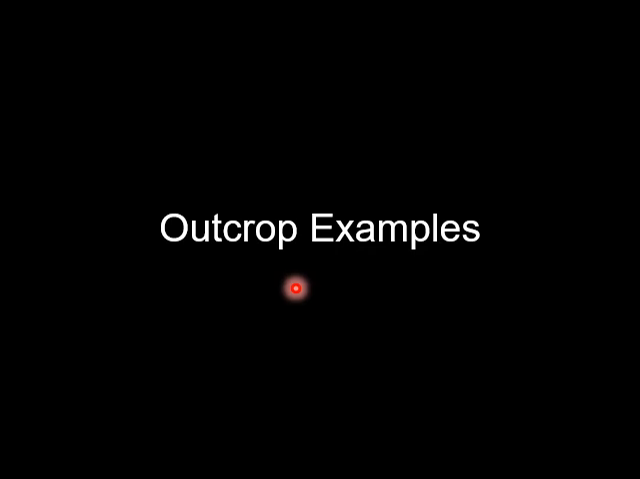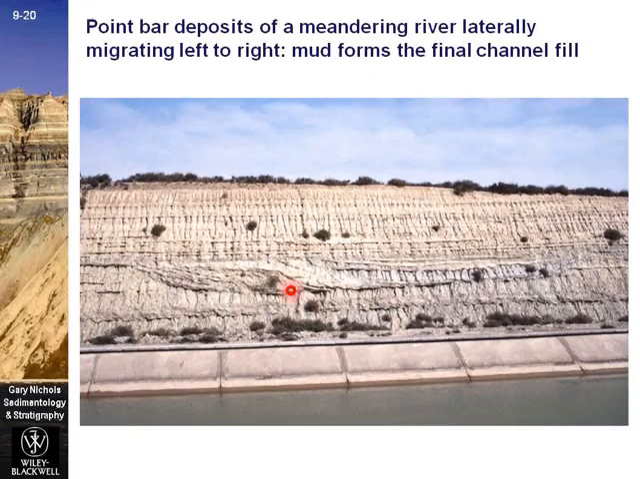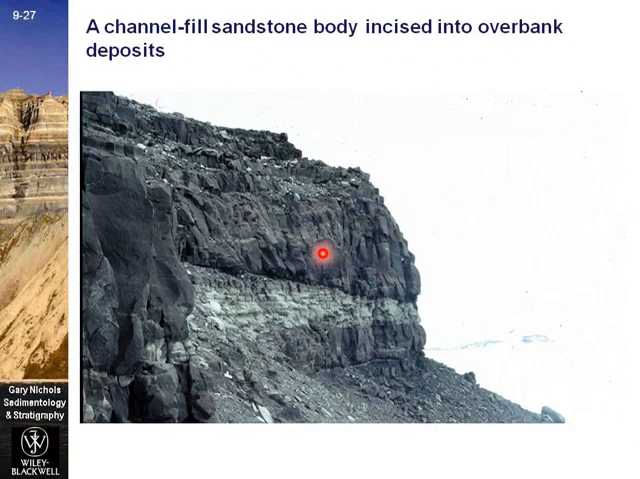Next are outcrop examples. This is a point bar deposit. Point bar deposits of a meandering river laterally migrating to the left, as you can see. This one is a channel fill sandstone body incised into overbank deposits or floodplain deposits. It appears that the sandstone is coarser than the underlying overbank deposits. Notice also the erosional surface in the photo.